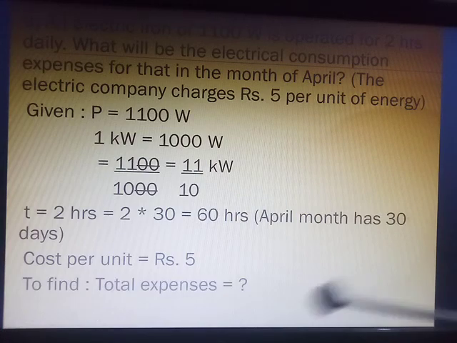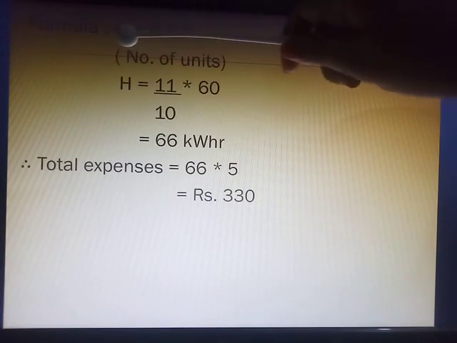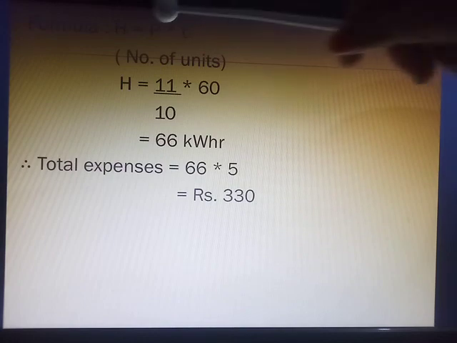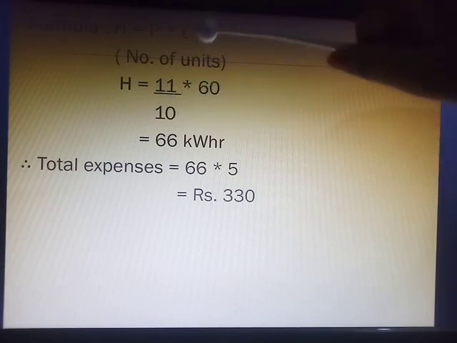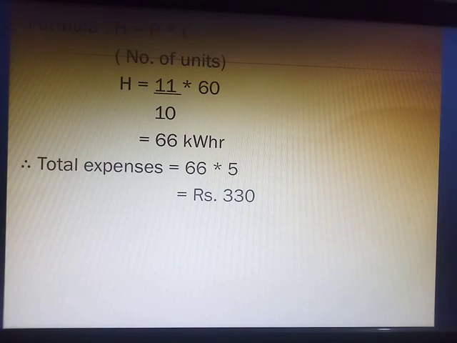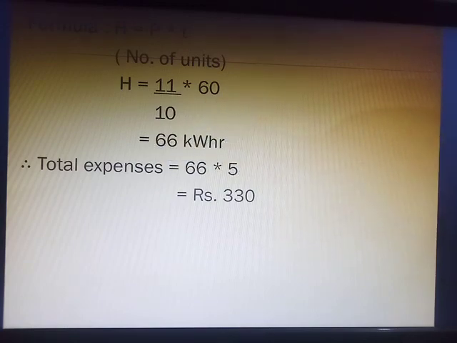To find total expenses for the month of April, formula you know, H or electrical energy consumed or number of units is equal to power multiplied by time. So power in kilowatt is 11 divided by 10 multiplied by time is 60 hours. If you calculate, you will get 66 kilowatt hour. Kilowatt hour means 1 unit.